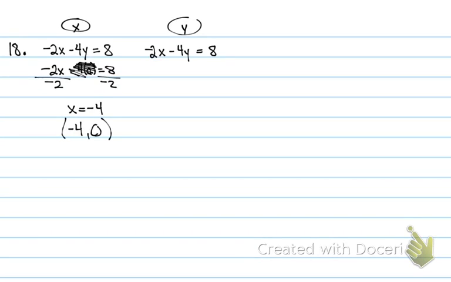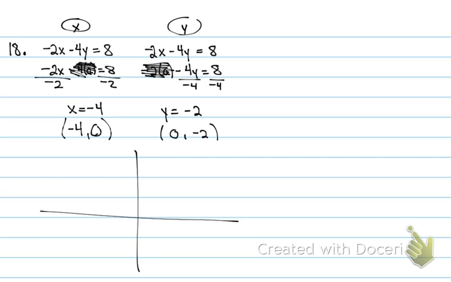All right, so for the y-intercept, I plug in 0 for x, so that's going to cancel. Negative 2 times 0 just cancels out. Divide both sides by negative 4, and y equals negative 2. So what's going to be my ordered pair for y? 0, negative 2.